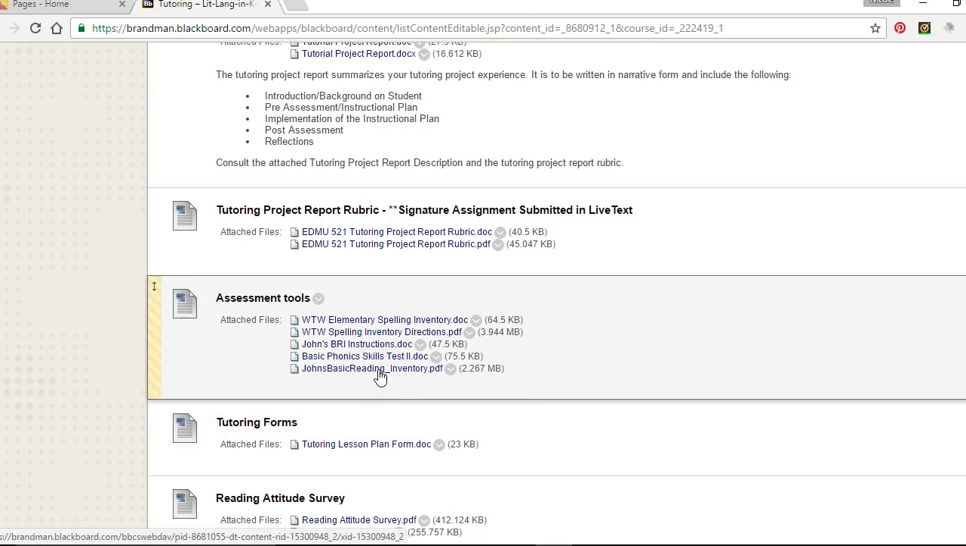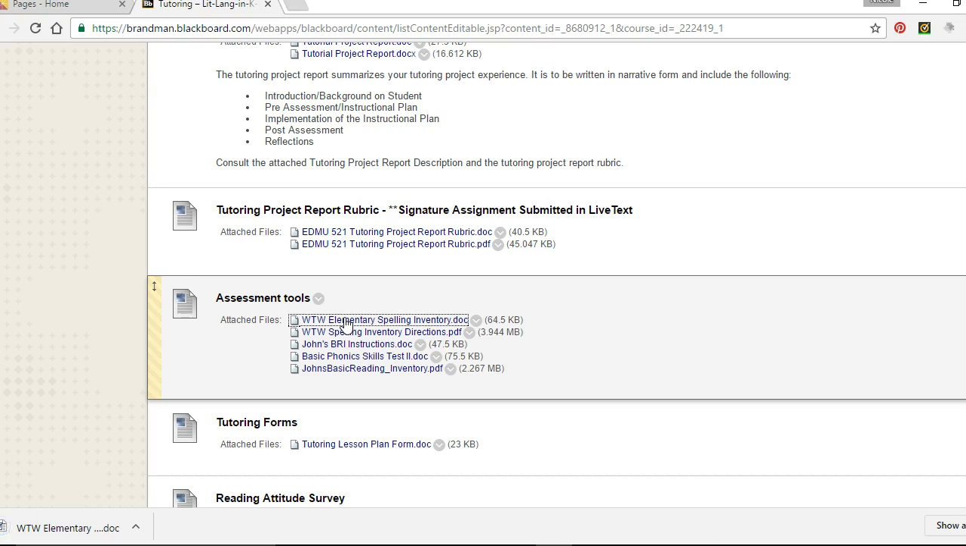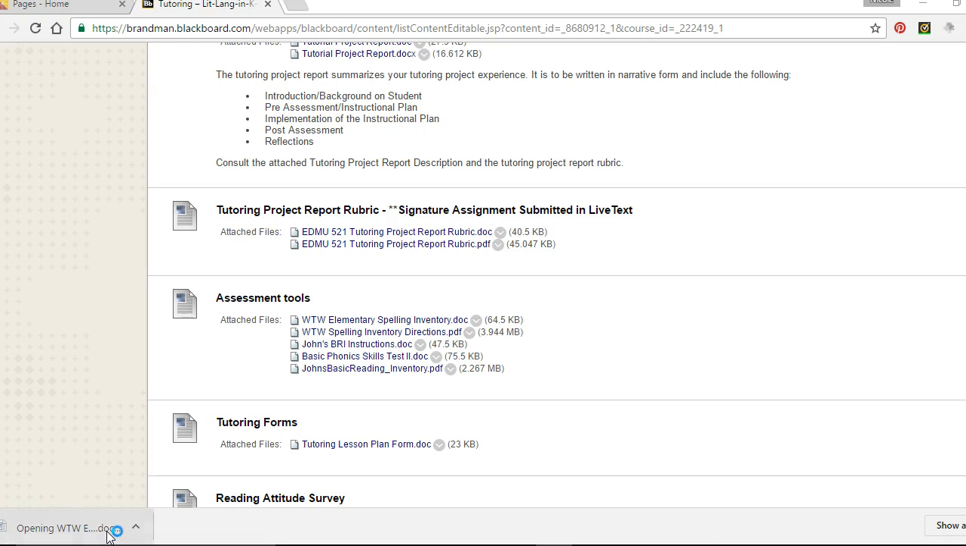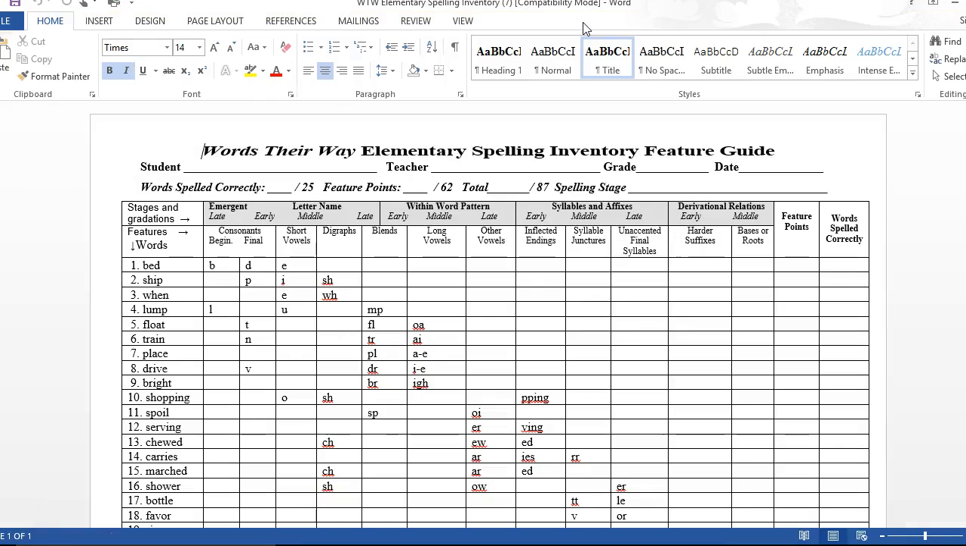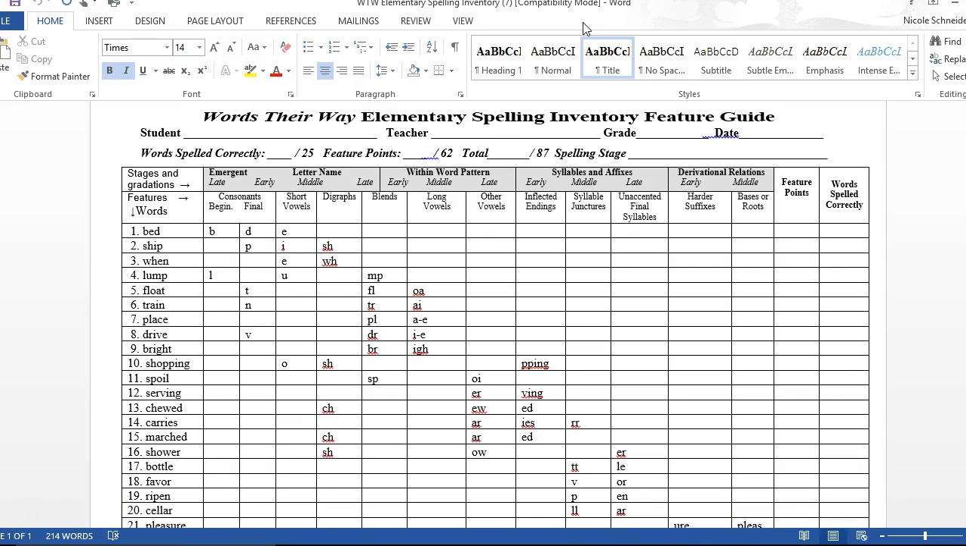Why don't we start with the spelling inventory, since that's a little bit easier. If you open it up, what you're going to do is during one of your tutoring sessions, you're just going to administer this just as you would a spelling test. So you have your student number their paper from 1 through, I think it's 20, and then you just call out the words. Remind your tutee to do your best sounding the word out. So maybe they don't know how to spell the entire word, but they can still get partial credit for knowing parts of the word. So it's important that they do their best to sound them out.